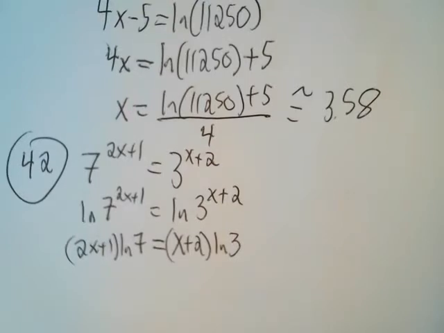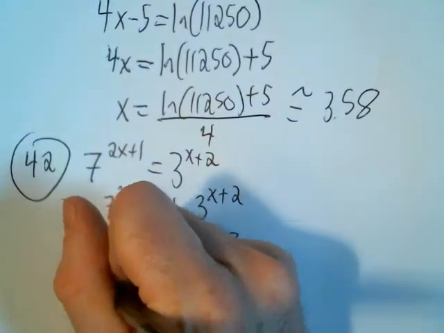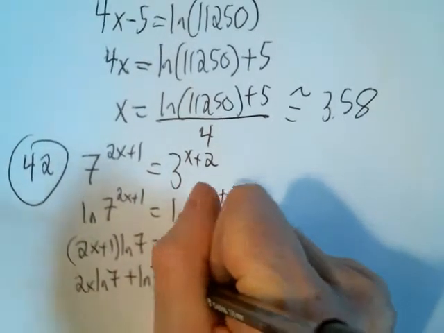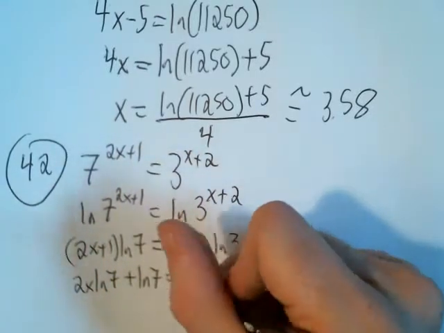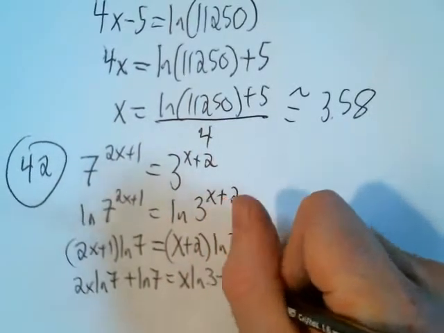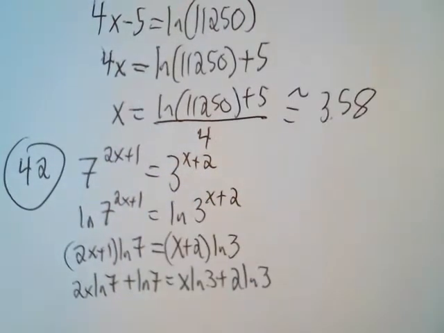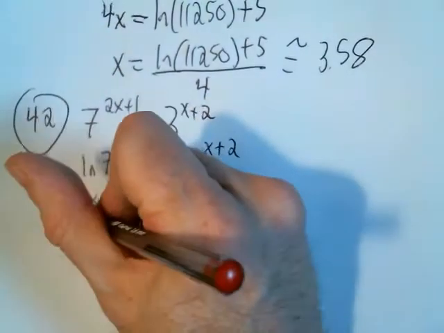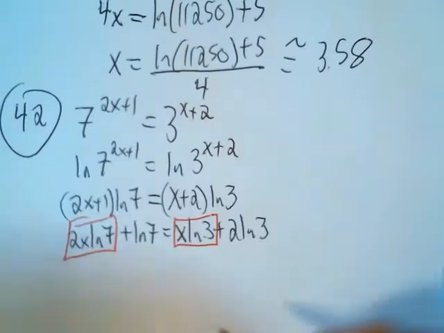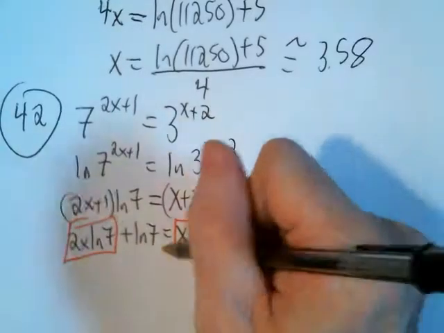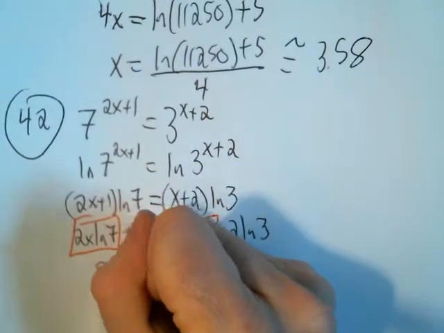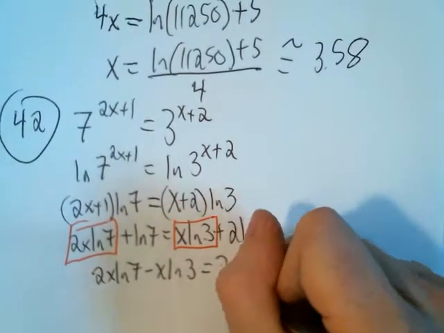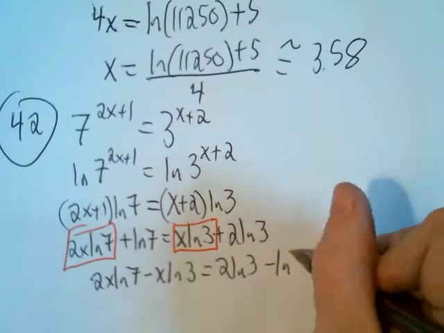So it's a matter of distributing the ln 7. So you get 2x ln 7 plus ln 7. Over here, you have to distribute the ln 3. So x ln 3 plus 2 ln 3. Then you want to get all the x terms on one side. So I need to get this guy and this guy on one side. So I'll just subtract 2x ln 7 minus x ln 3. The other side, you've got 2 ln 3 minus ln 7.